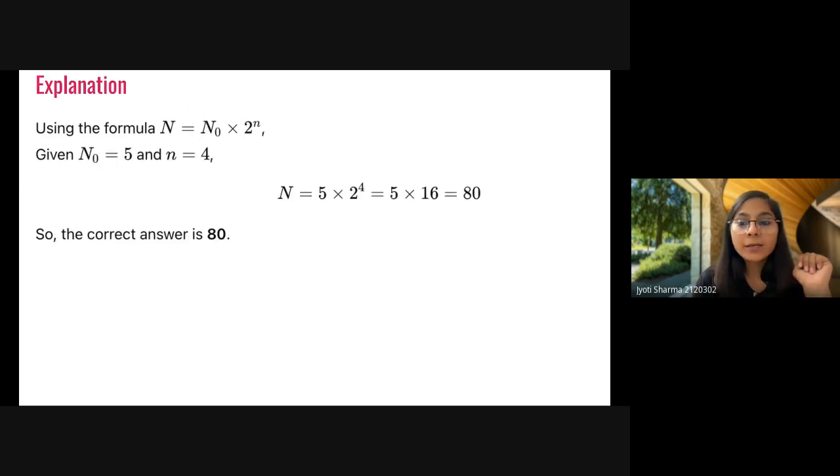And here again, we have a very simple formula. N is the number of cells, equal to the number of cells we initially had, N0, multiplied by 2 raised to power n, and here n is the number of generations, which is given as 4. Initially the number of bacterial cells was 5, so put in every value and you will get 80. So 5 multiplied by 2 raised to power 4 is 5 multiplied by 16, which equals 80. Is it clear why the answer is 80?